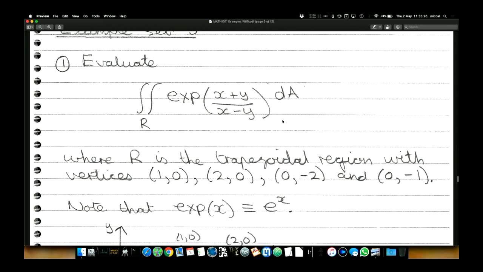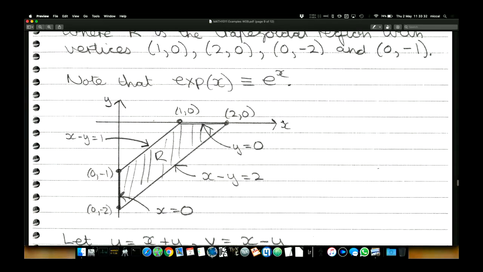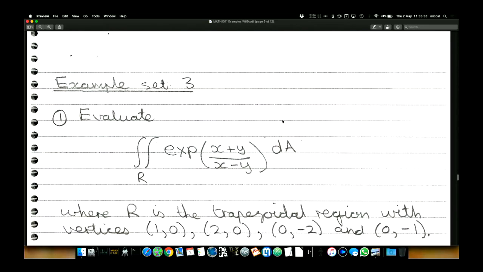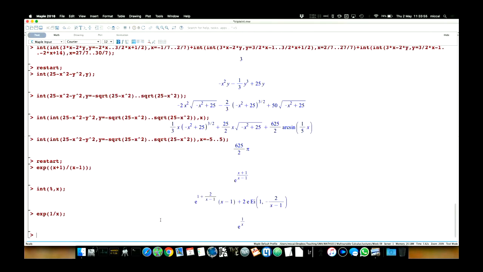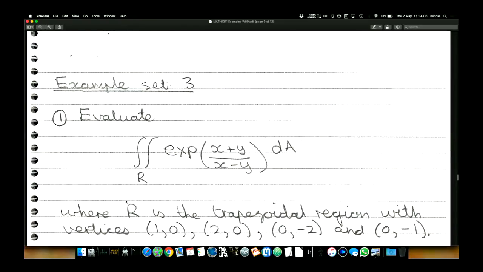Looking at that, one obvious thing to try would be, let's say I let u equal x plus y and v equal x minus y. Then this would become e to the u on v. That I can integrate with respect to u, but can't with respect to v though. You can't integrate e to the 1 on x. Again, that one involves things you don't know about. So essentially that's all I could try.